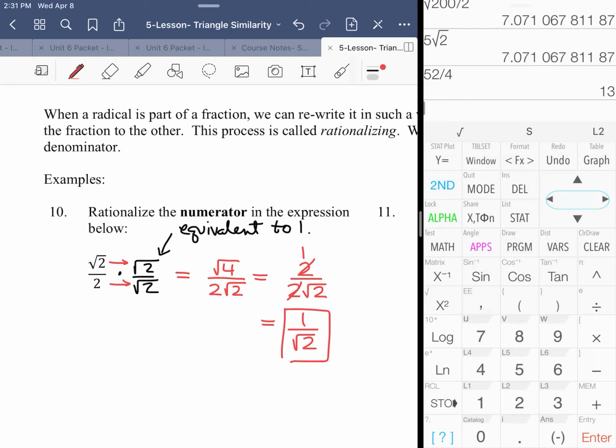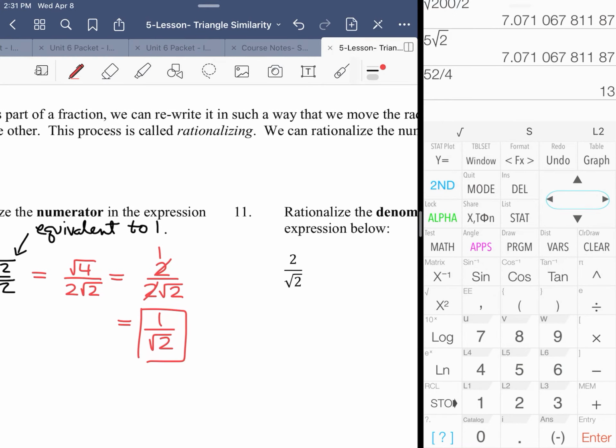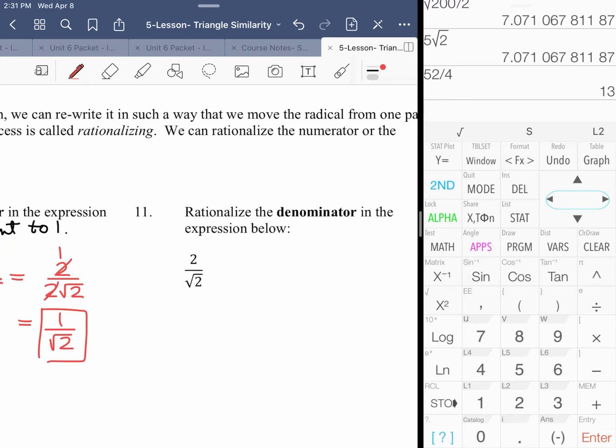So in the original problem, we had radical 2 in the top and an ordinary number in the bottom. Here we now have an ordinary number in the top and the radical value in the bottom. We could also rationalize the denominator, which is the same process. You're multiplying by the radical.